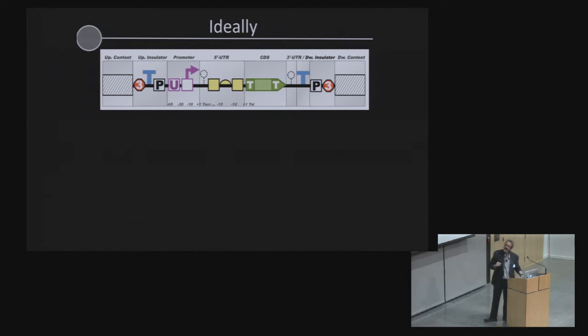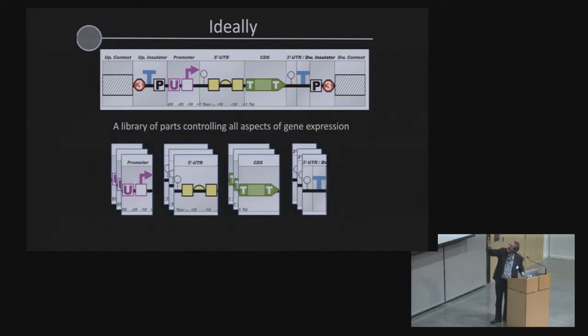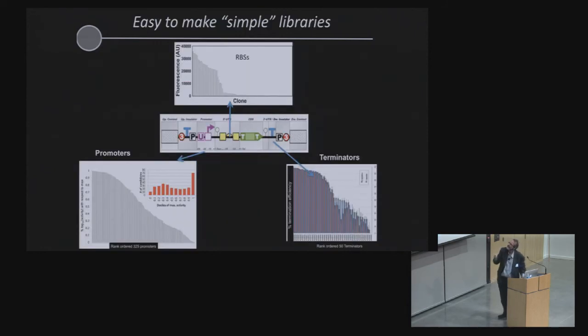Ideally what I'd have is a library of parts, promoters and UTRs, and coding sequences and 5' and 3' UTRs that I'd be able to pick from to make whatever expression cassette I wanted, and it would have exactly the behavior that I wanted in that context, ideally. And so we have these libraries that we've made somewhat rationally, in this case, except for that RBS library, which is not rational at all. And we try to put them together.